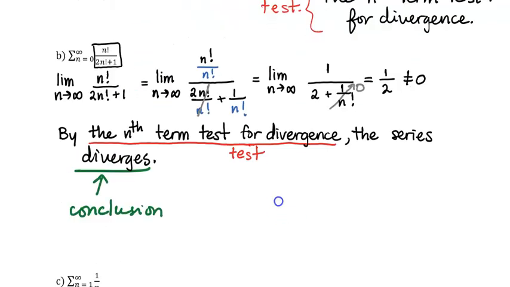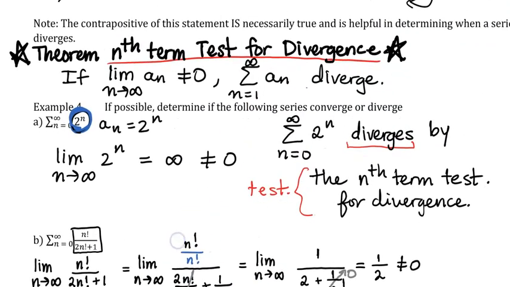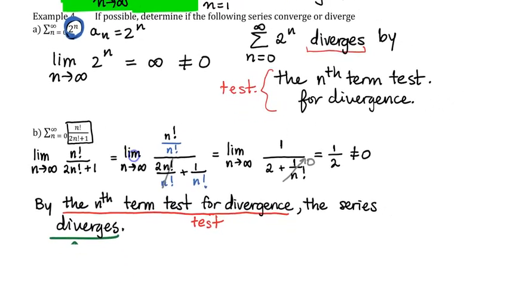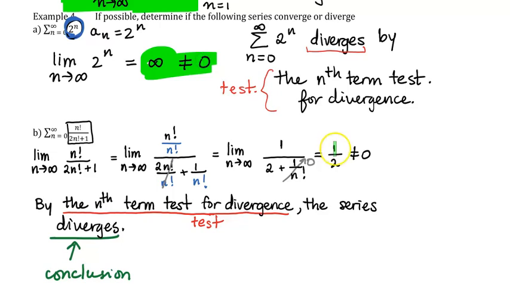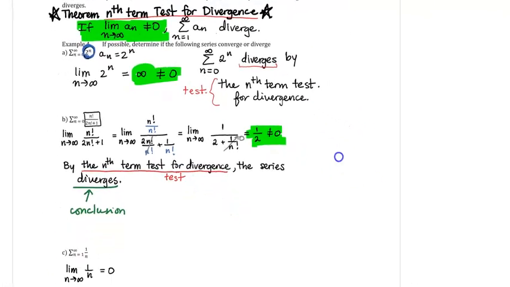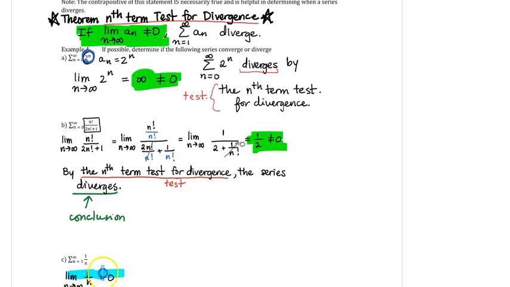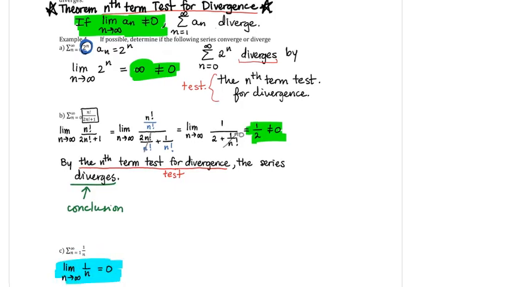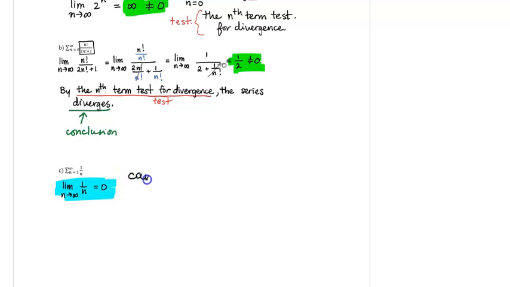So what can we say? Well, the nth term test starts with: if that limit does not equal 0. In example 4A, we saw a case where the limit was not equal to 0. In example 4B, we saw a case where the limit was not equal to 0. And in both of those examples, we applied the test. We can see in red where we did that. But here, the limit is equal to 0. That's different. Because the limit is equal to 0, I can't apply the nth term test for divergence.